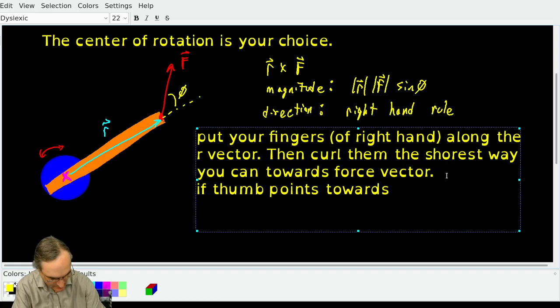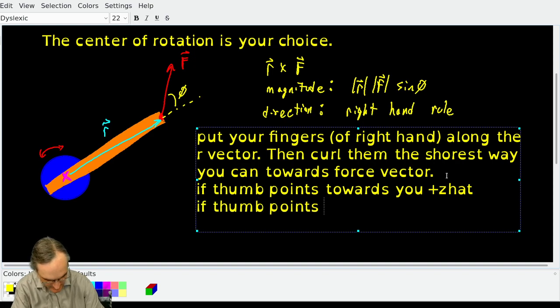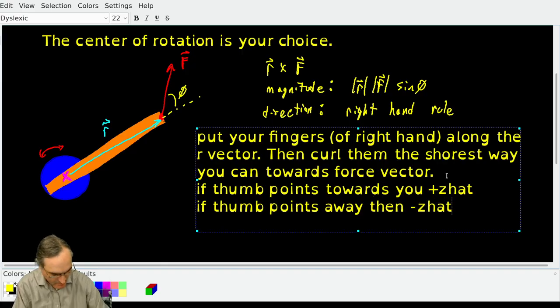If thumb points towards you, then it's in the positive z hat direction. If thumb points away or into paper, then minus z hat. Now we're always going to drop the hat in this physics class we're doing right now, in this part we're doing right now.